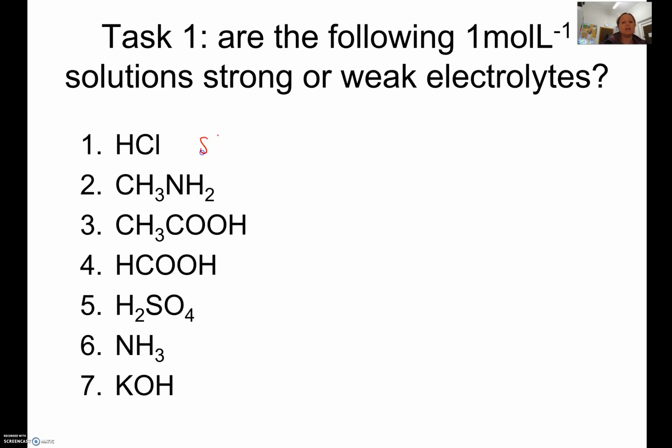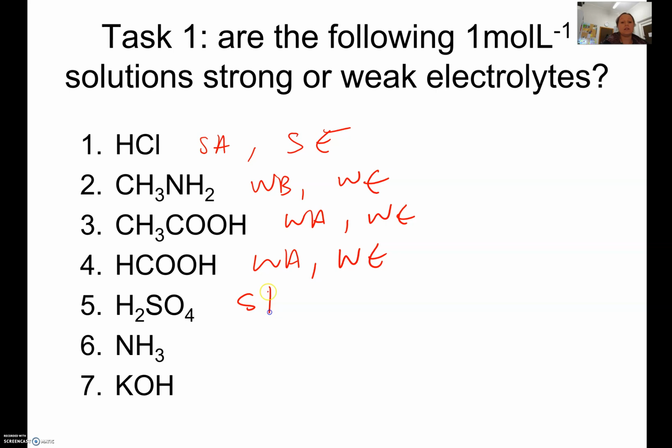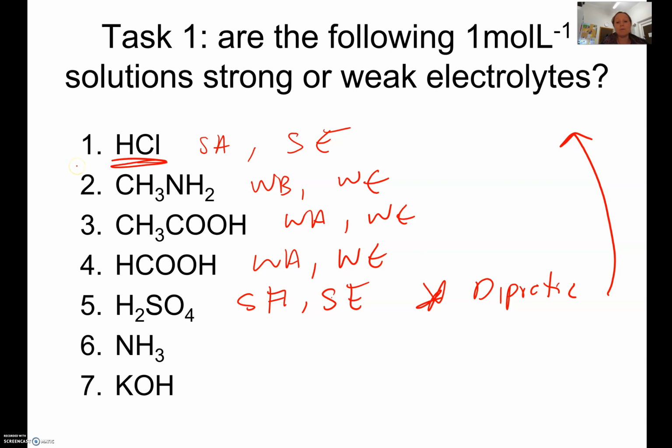Okay, so this is a strong acid, so it's going to be a strong electrolyte. This is a weak base, so it's going to be a weak electrolyte. This is a weak acid, so it's going to be a weak electrolyte. This is a weak acid, so it's going to be a weak electrolyte. This is a strong acid, so it's going to be a strong electrolyte. Also worth noting that this is diprotic, so it actually conducts better than HCl because HCl only has 1 proton, so you'd get twice the amount of H3O plus with this one here.